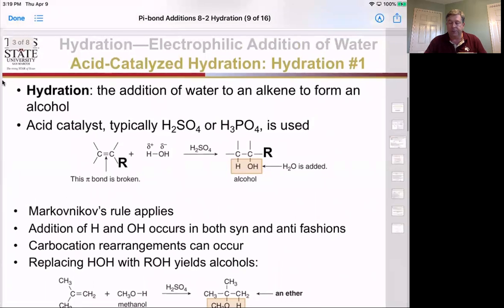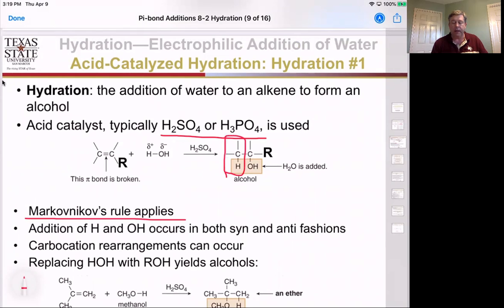Okay, so the first thing we have is we want to do an electrophilic addition of water across the double bond. This is typically done with an acid catalyst like sulfuric acid or phosphoric acid. And Markovnikov's rule applies, meaning the hydrogen is going to be on the more hydrogenated side and the alcohol is going to be on the more substituted side.